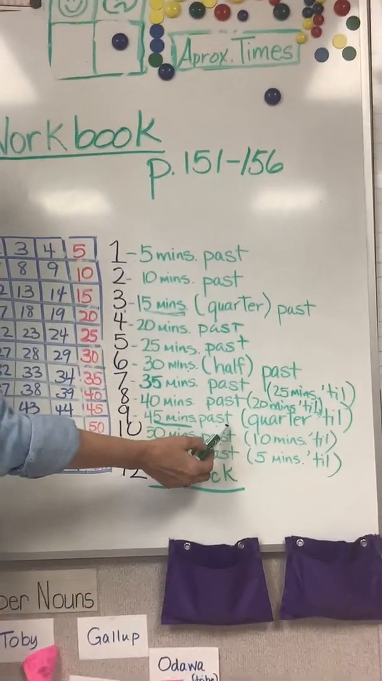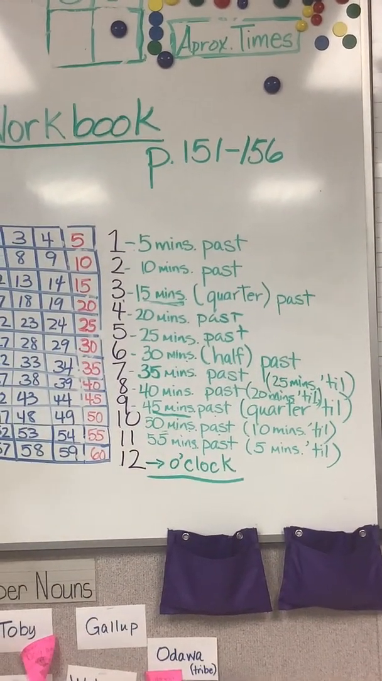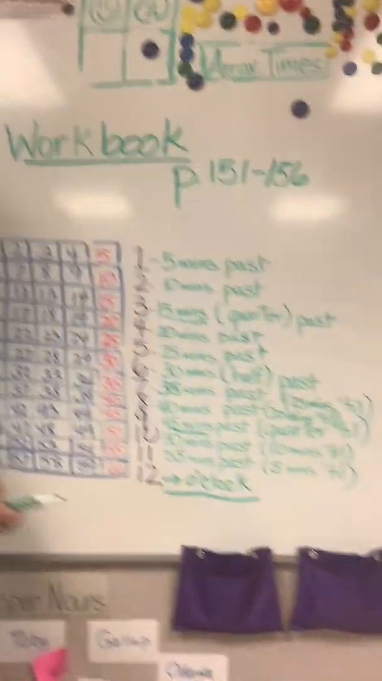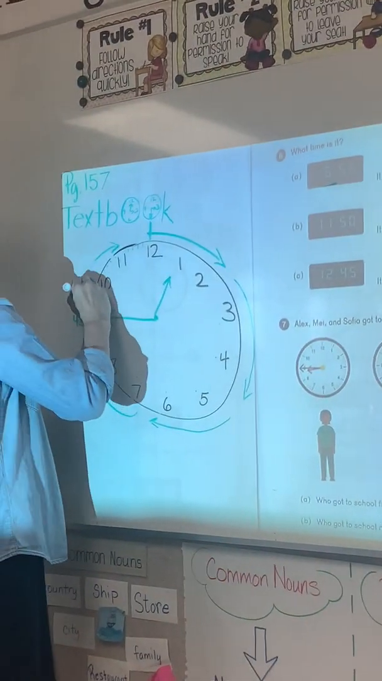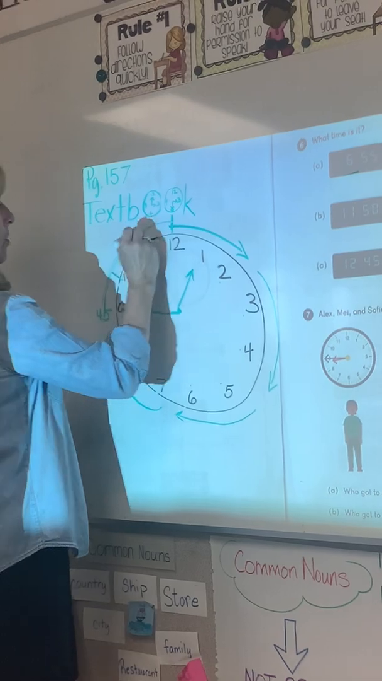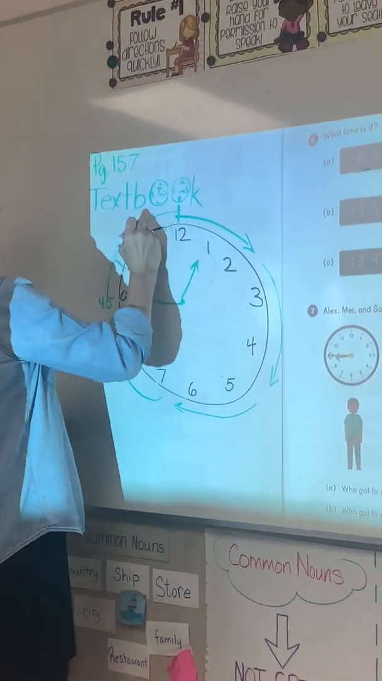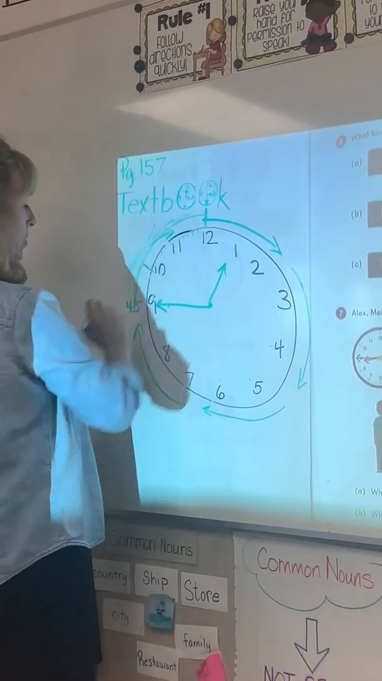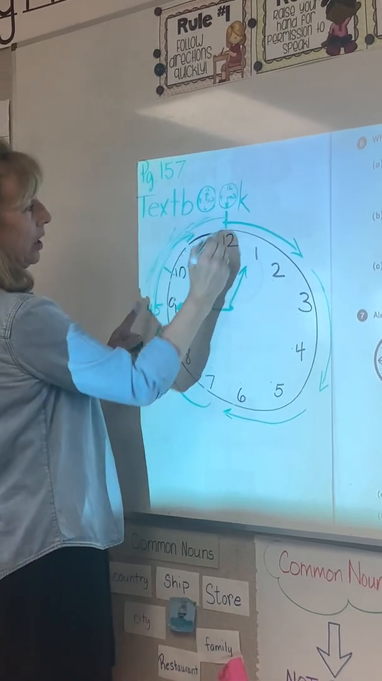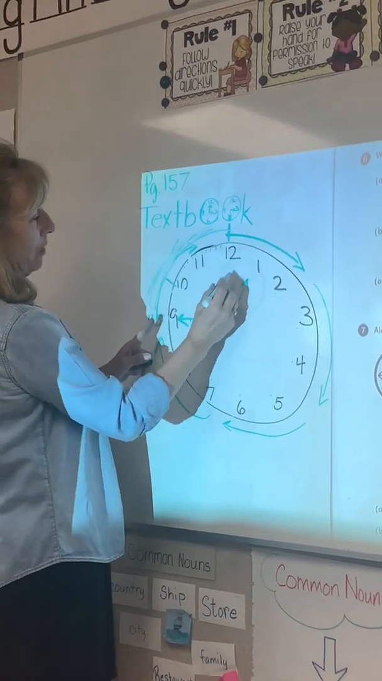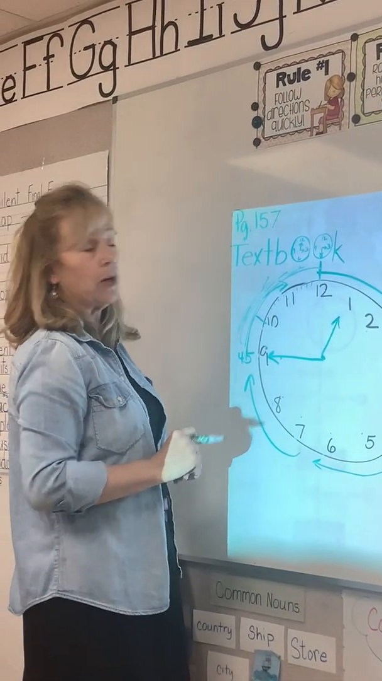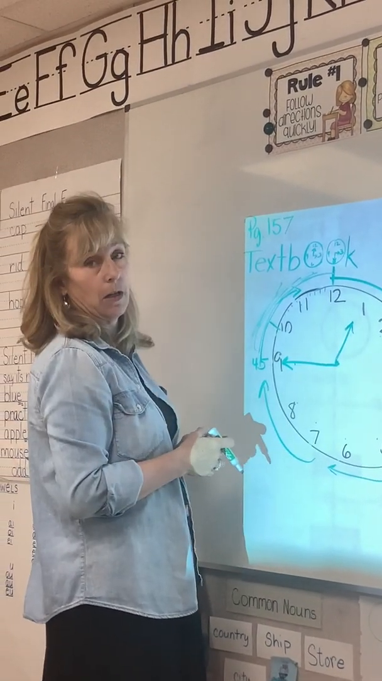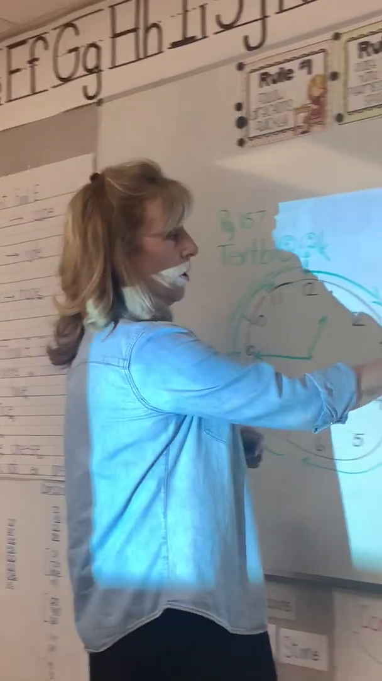45 minutes passed. And remember, we also said that there's another way to say that. A quarter till. That means a quarter of the circle is left to go. If we colored all that in, it would be a quarter of the circle left to go before it is exactly 1 o'clock. Okay? It's a quarter to 1. Or it's 15 minutes to 1. All right? Or it's 12:45.